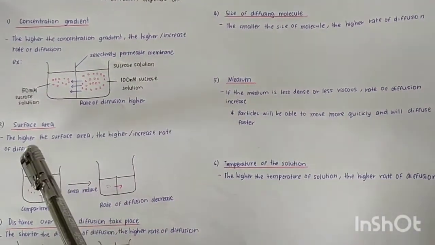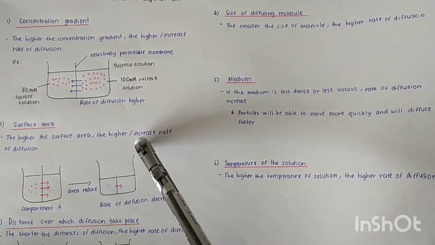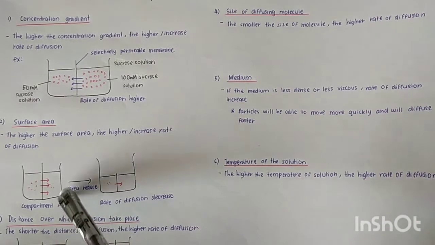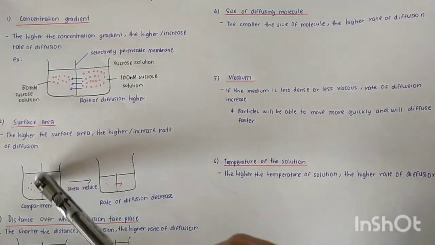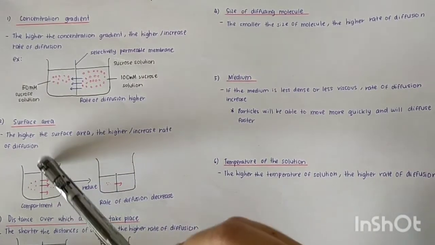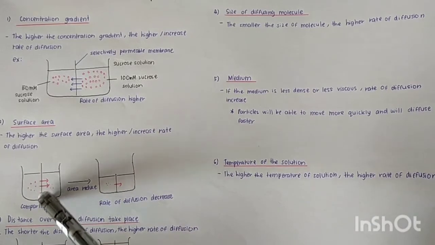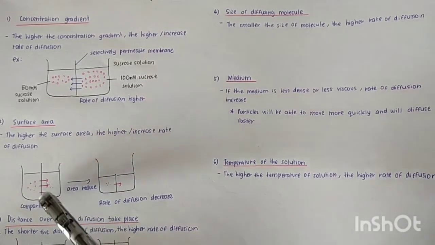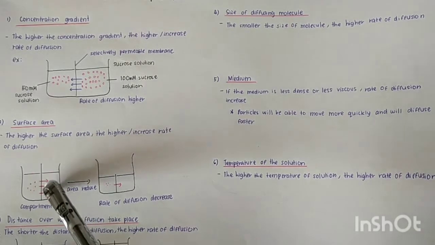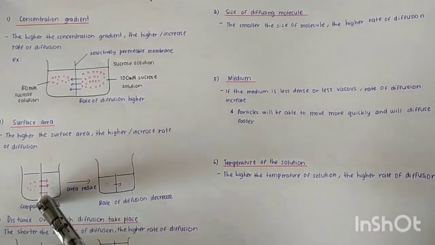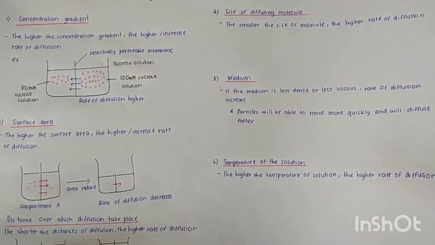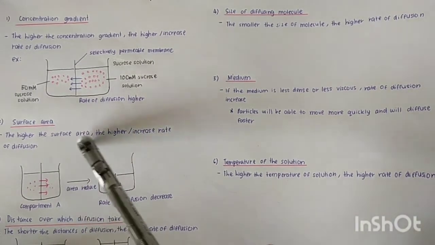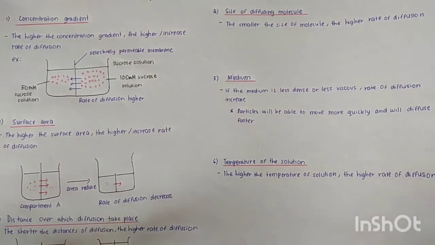And then the next factor, surface area. The higher the surface area, the higher the rate of diffusion. So kalau kita compare, let's say this is compartment A, this is compartment B. Untuk compartment A, surface area dia adalah tinggi, dia punya selectively permeable membrane here. Tetapi bila kita reducekan the membrane here, so what happens? The rate of diffusion will decrease. So that's why the surface area also can affect the rate of diffusion. Means that the higher the surface area, the higher the rate of diffusion.